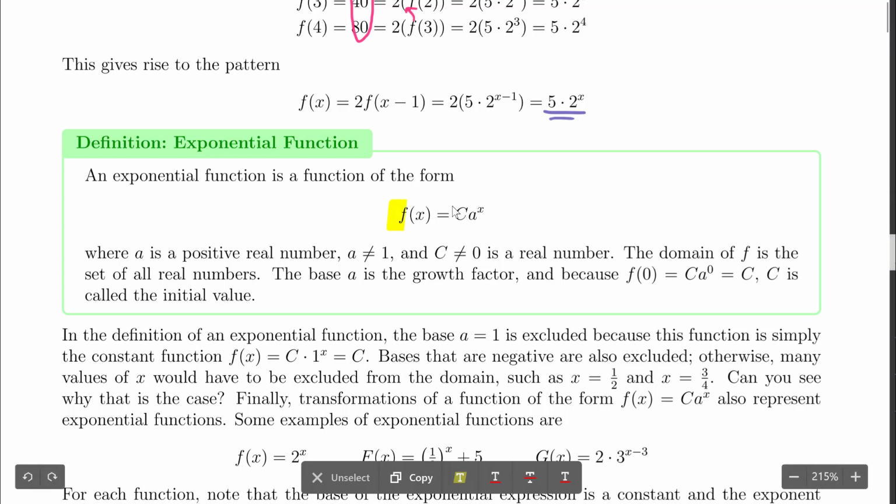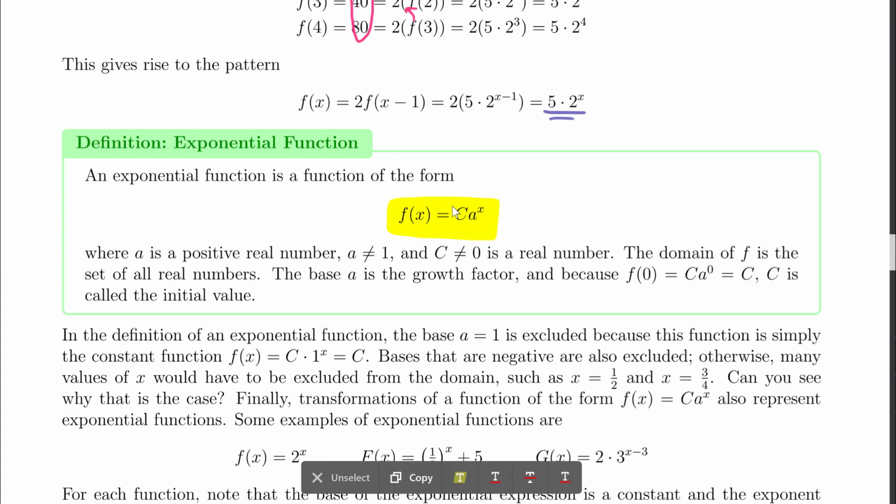And you can see that here in the green box in the middle of the screen. C times a to the x. C is your initial value, that's the initial condition, whatever you started with when x is 0. A is your growth factor. That could be an integer value, it could be a decimal value. Whatever the case might be, that's going to be a.